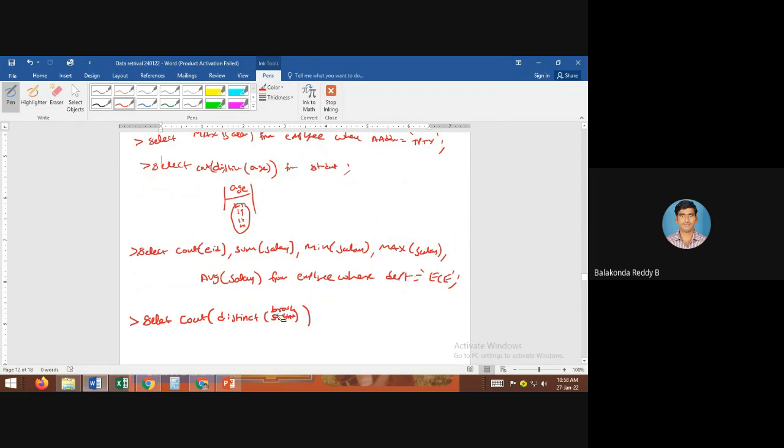Select distinct of branch from student. What is the output of this query? It will count the distinct branches. It gives how many branches are available in the student table. You got that? Suppose it has 8 branches or 10 branches, the respective count it displays.